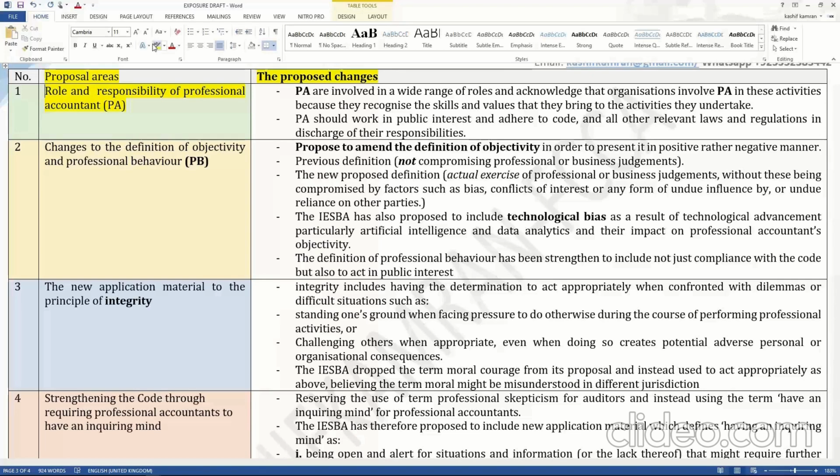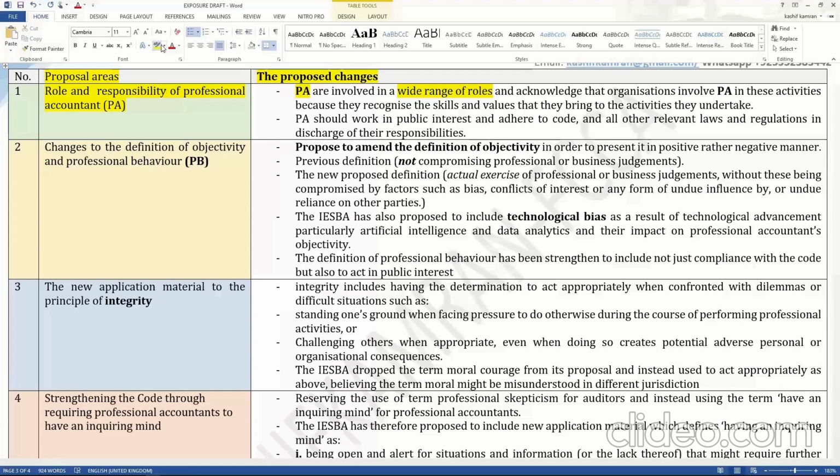Let's see what the role and responsibility of a professional accountant is. I'm using the short form here, PA. PA means the professional accountant. Professional accountants are involved in a wide range of roles, and organizations involve the professional accountant in these activities because they recognize the skill and value they bring to the activities they undertake. Do you believe professional accountants are involved in a wide range of roles in an organization? Like internal auditors, external auditors, financial accountants, financial consultants, advisors, management accountants? And do they bring the right set of skills and values to the organization where they work? So do they make a contribution to the organization because of their skills and roles?